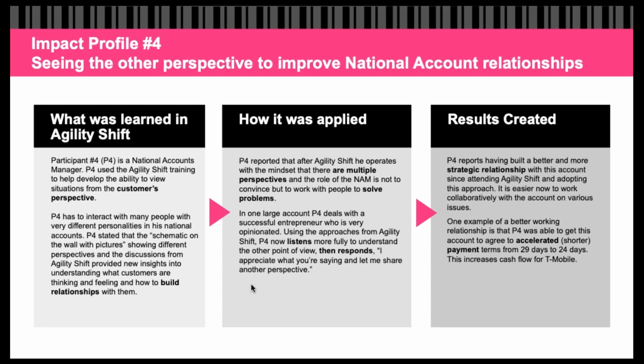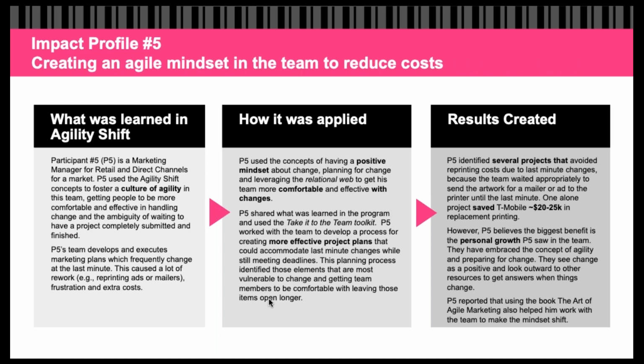Success profile number 4, for those of you who are interested in the dollars, we start to see a little more in dollars here in terms of how things are being collected. So national account manager, and took away from Agility Shift the desire to get a new insight into what customers were thinking and feeling and how to build stronger relationships with them, and then leverage those stronger relationships to navigate the constant change, right? And so in this case, because of the better relationship and the more strategic relationship, they were able to agree to accelerated payment terms from 29 days to 24 days, increasing our cash flow, a very important metric for us at T-Mobile.